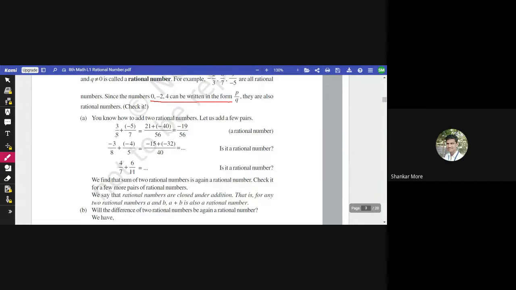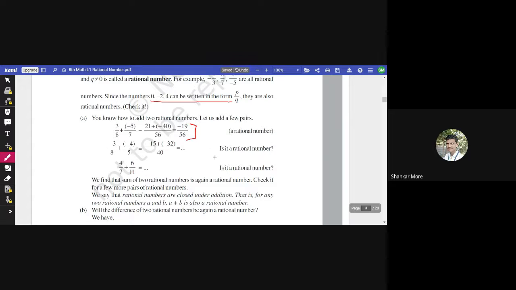See, 3 by 8, 8 is the denominator, and -5 by 7, 7 is the denominator here. So what I will do is I will multiply this whole number by 7. 7 multiplied by 3 is 21, and 7 multiplied by 8 is 56. Again, I will multiply this number with 8. 8 multiplied by -5 is -40, and 8 multiplied by 7 is 56. So 21 plus in bracket -40 divided by 56. So this is going to be my addition, summation, whatever you say. Is it -19 by 56?